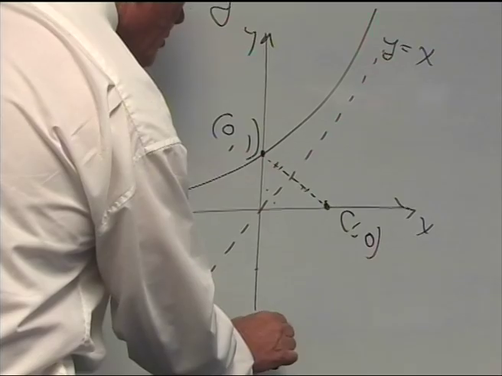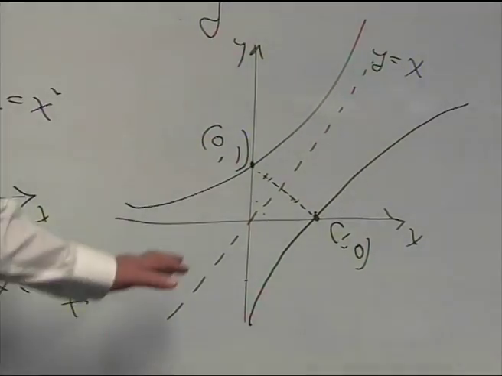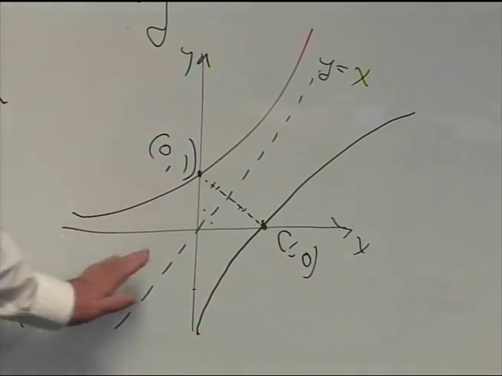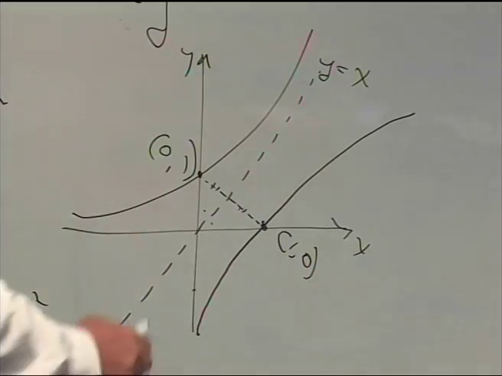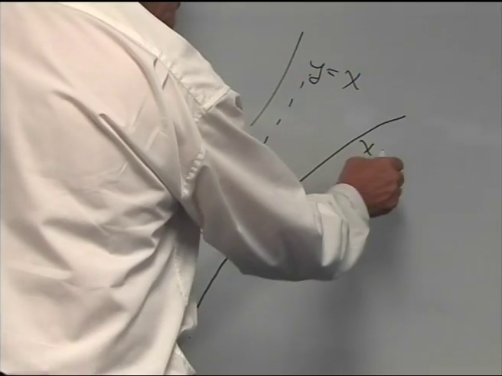The curve is asymptotic here, and it would look like so. I haven't drawn it particularly well here, but you can see this is 1, 0 and this is 0, 1. I hope you can see that. That's what they look like. This is the line y equals x, and this curve is x equals e to the y.